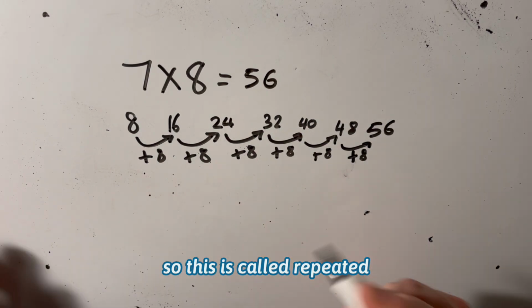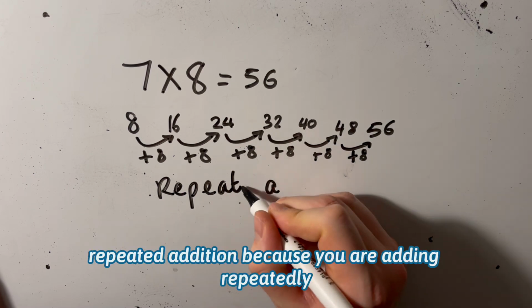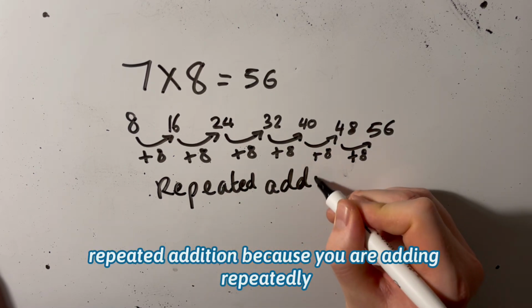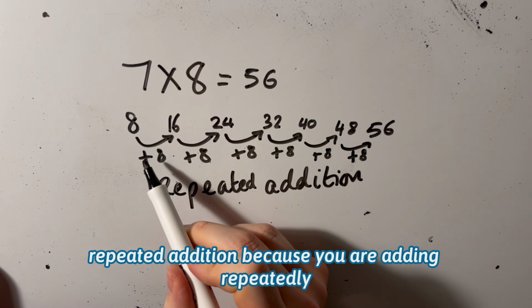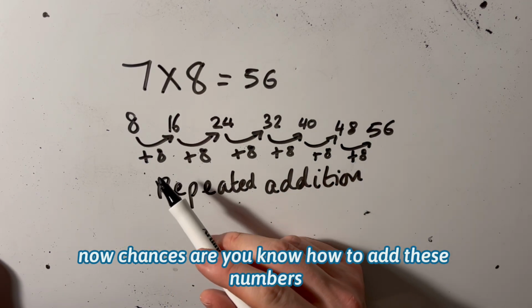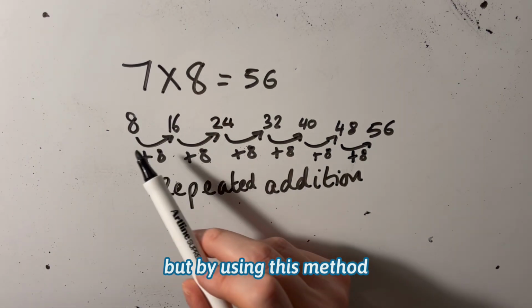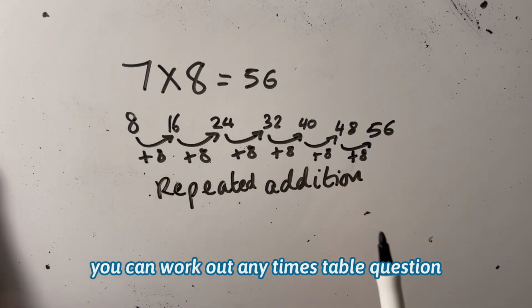So this is called repeated addition, because you are adding repeatedly. Now, chances are you know how to add these numbers. You can even count on with your fingers if you need to. But by using this method, you can work out any times table question.